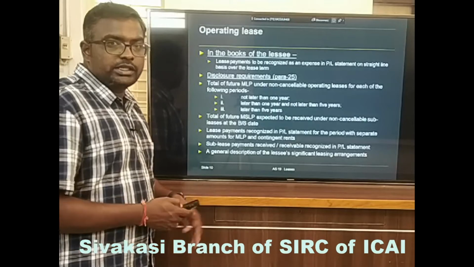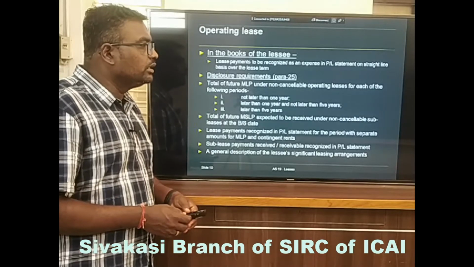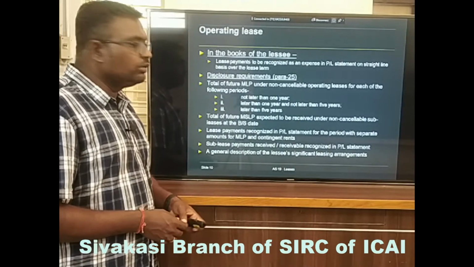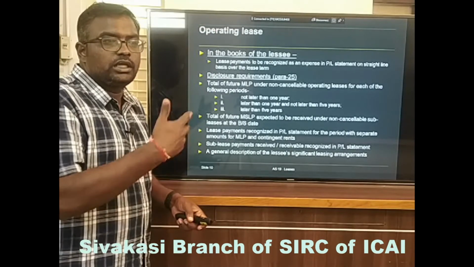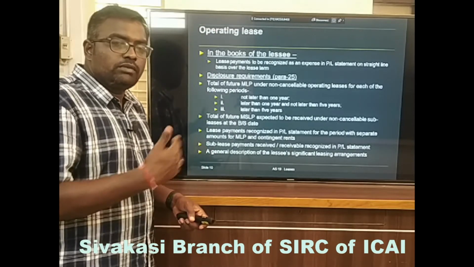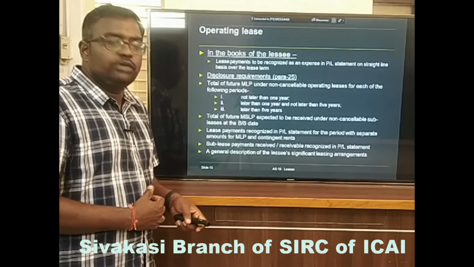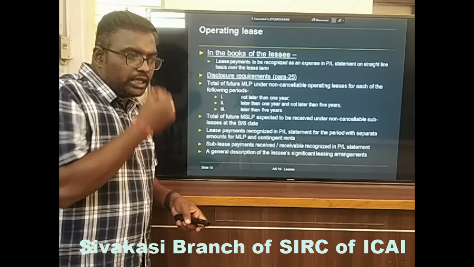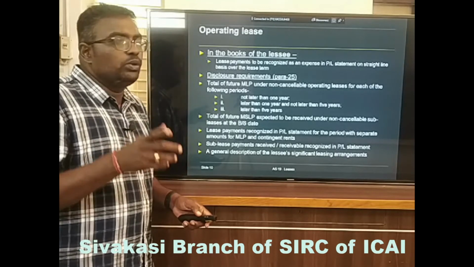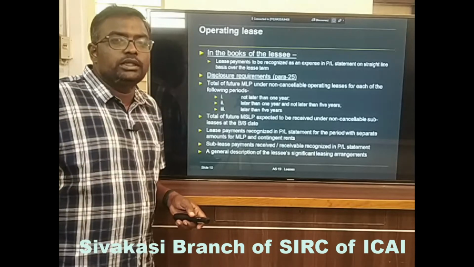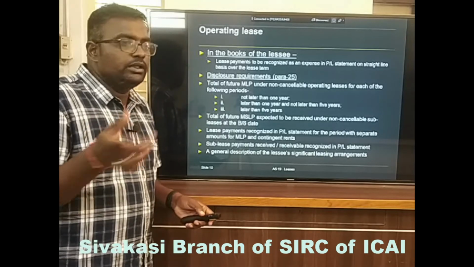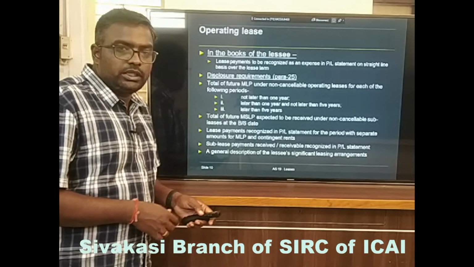I will give you an example for a straight line basis. Suppose, for example, you are paying rent of 100 for the first year, 110 for the second year and 120 for the third year, and you are in a lock-in period. The standard requires you to accrue 110 throughout the 10 years. It's called straight line. I will explain with an example in the next slide.